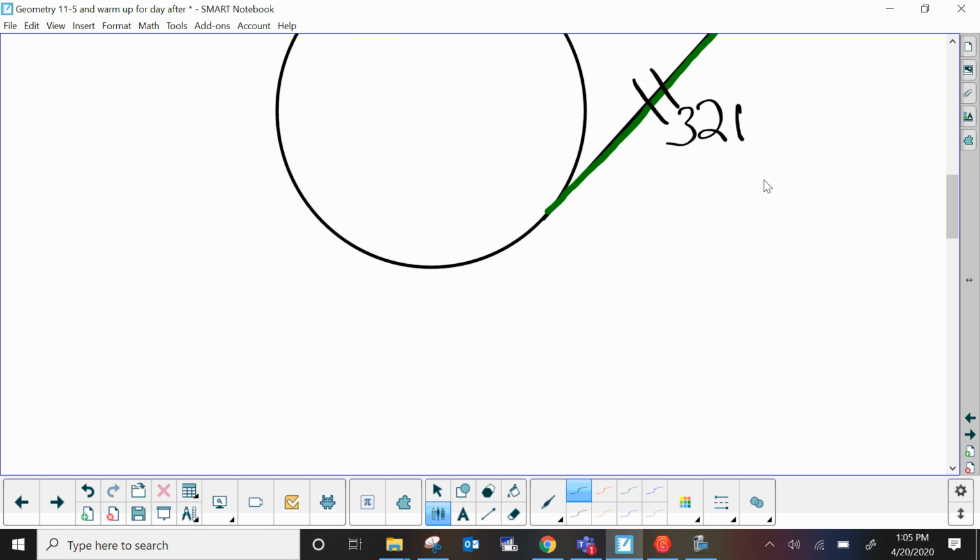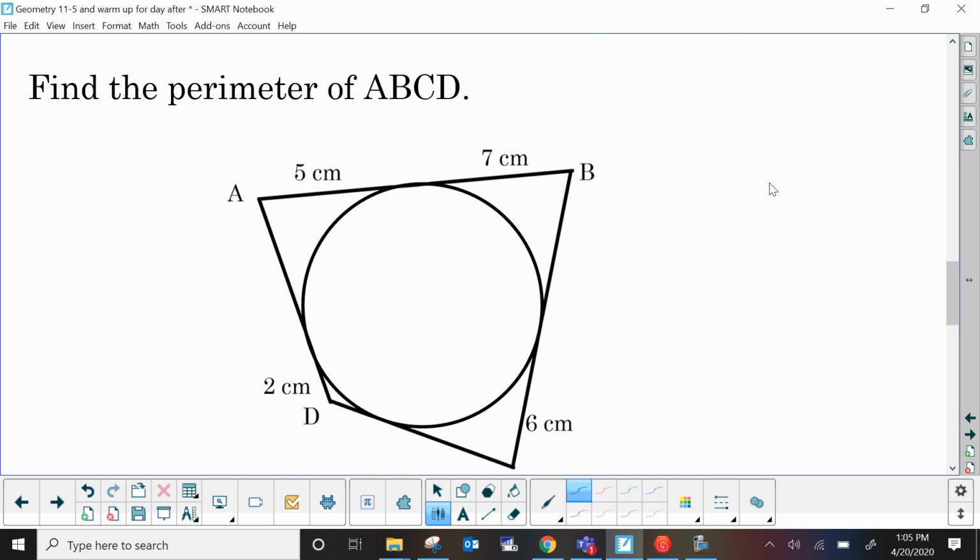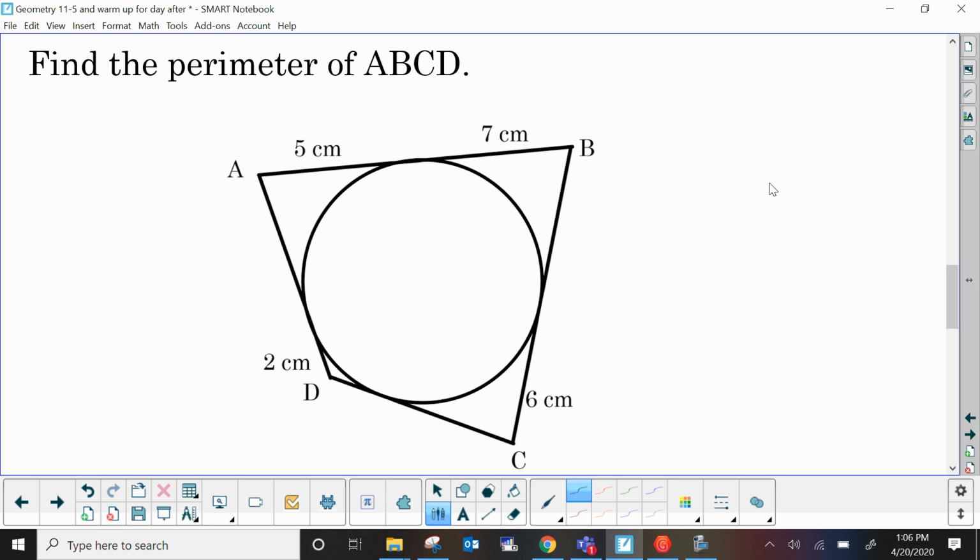All right, now how is this going to help us? Well, I'll show you. You may have a problem like this, where it asks you to find the perimeter of the quadrilateral ABCD. Remember the perimeter is the sum of all the sides, so I need to be able to add all the sides. Currently, I only have this side because if this part is 5 and this part is 7, then this whole thing is 12. That's the only one I have.